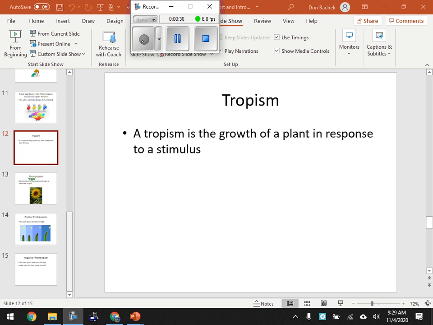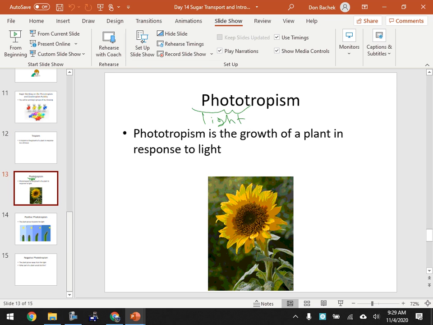So the first, like I said, tropism is any growth of a plant in response to a stimulus. In this case, phototropism, it has to do with light. It is the growth of a plant in response to light.